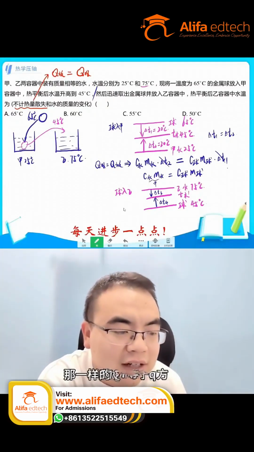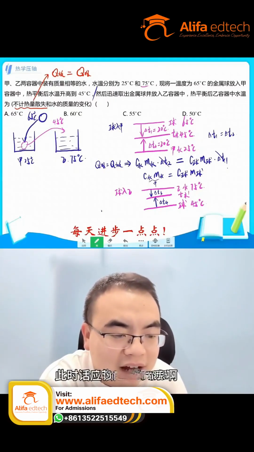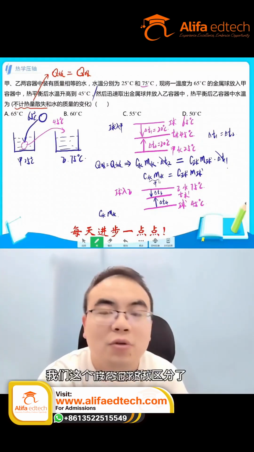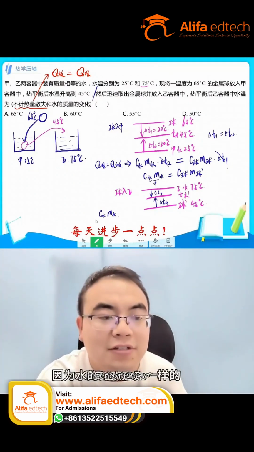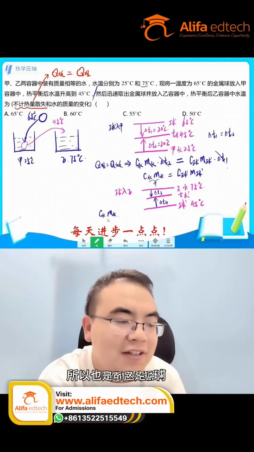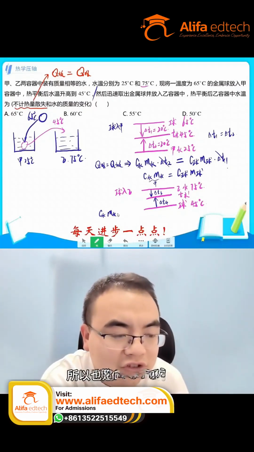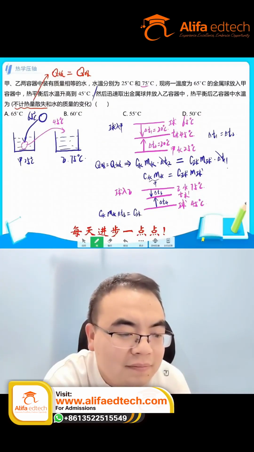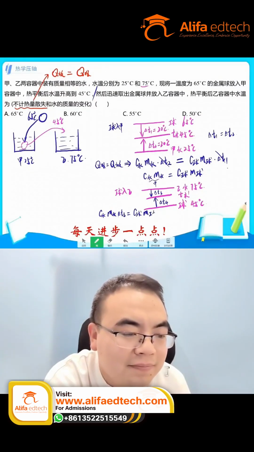So similarly, Q1 equals Q2, and we can write that out. This term should be C times the mass of the water. We won't distinguish between the two here, since the specific heat capacity of water is the same, and the mass of water in both containers is also the same. So it's also C times the mass of water. Then delta T3 should be related to our C ball, mass of the ball, and delta T4.